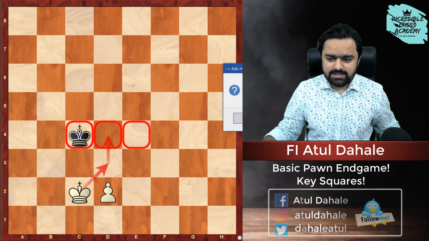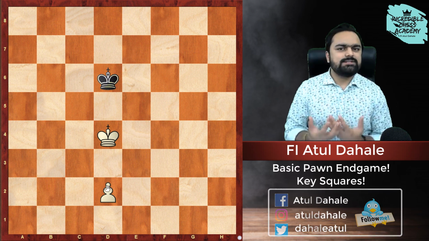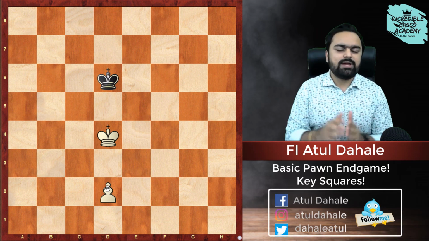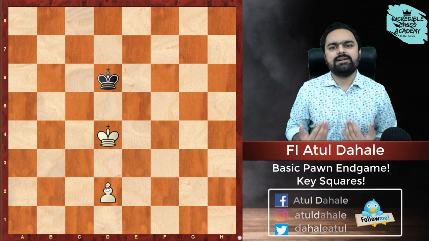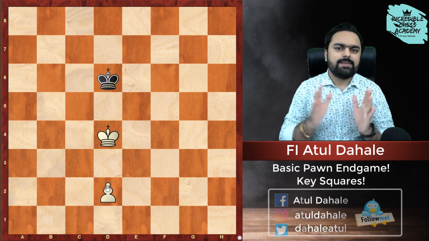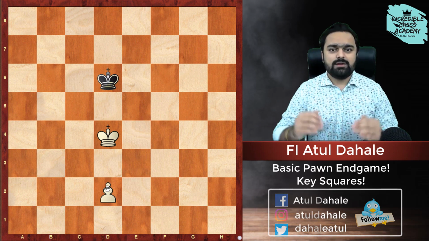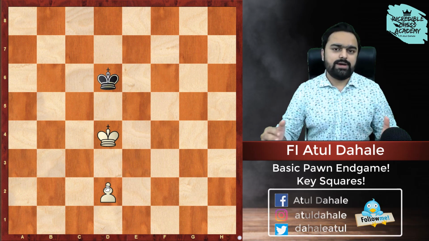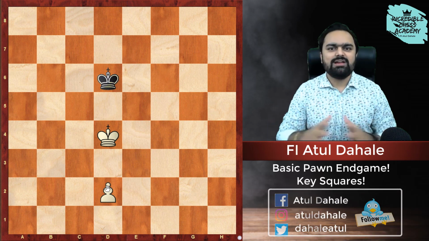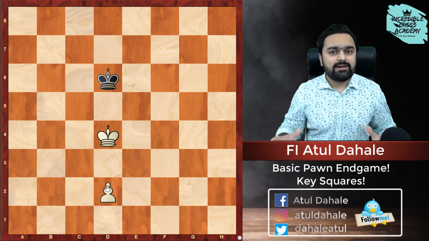So the key squares are something like this. To understand what a key square is, the first thing is that if you occupy those squares, then you can guarantee that you are going to queen the pawn, or promote the pawn on a queening square. That is the definition of a key square. Very simple. I'll repeat it once again. If you occupy those squares in front of the pawn, I'm going to show you those squares, don't worry, then you are guaranteed that you are going to queen the pawn no matter who is on the move.